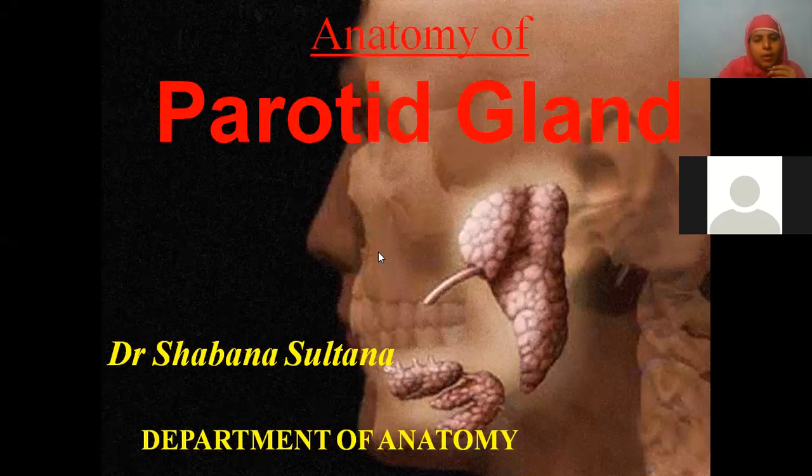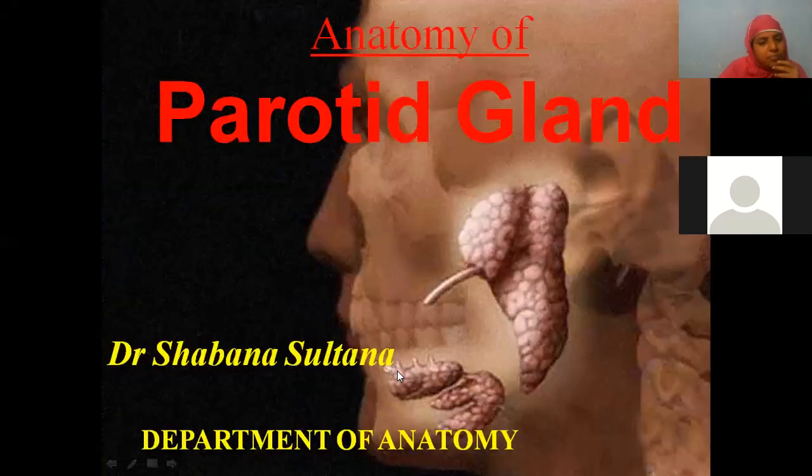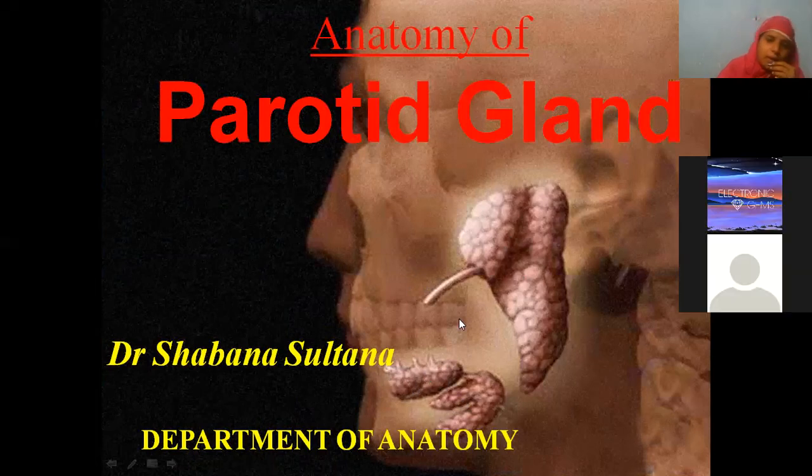Good evening, ma'am. Yes. So we are going to discuss the parotid gland today. Where is the parotid gland situated? We basically have three pairs of salivary glands: parotid, submandibular, and sublingual. Among them, the largest salivary gland is the parotid gland. Suppose this is the ear; right in front of the ear, we will see the parotid gland.